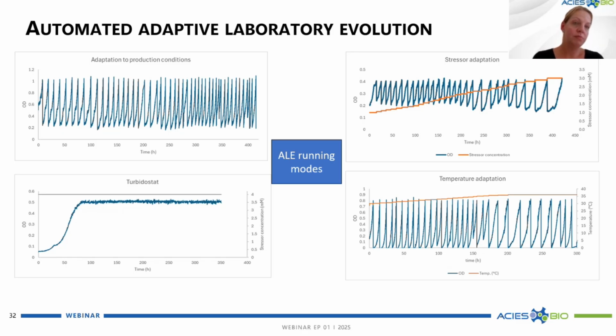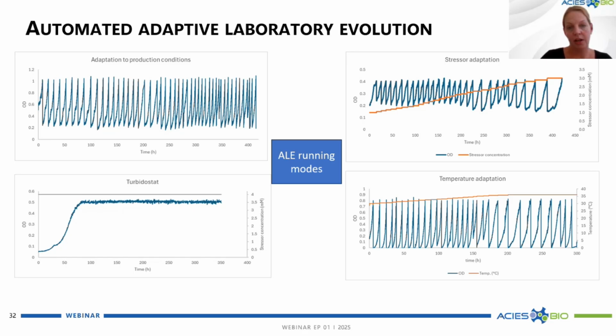The little bit less used modes that we have are turbidostat or chemostat modes, where you have a constant OD or constant flow rate. But it can be useful if you have some unstable chemical or unstable stressor, or maybe if you have a continuous process. And the fourth or fifth mode that we have is the temperature adaptation mode, where we increase the temperature in each cycle as we subcultivate the strains.